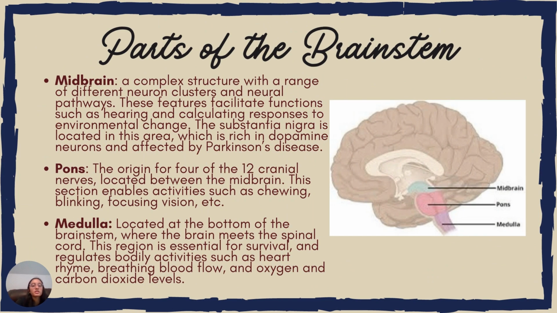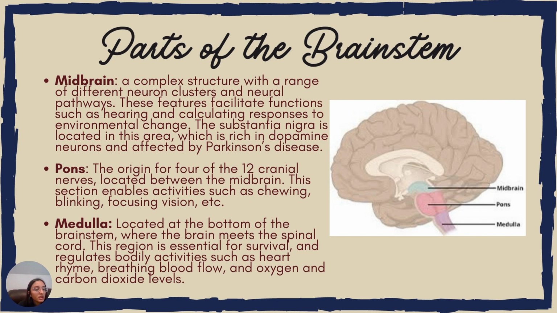Next, we're going to talk about the parts of the brainstem, which is another lobe of the brain. The brainstem includes the midbrain, pons, and medulla. The midbrain is a complex structure with a range of different neuron clusters and neural pathways. These features facilitate functions such as hearing and calculating responses to environmental change. The substantia nigra is located in this area, which is rich in dopamine neurons and affected by Parkinson's disease.